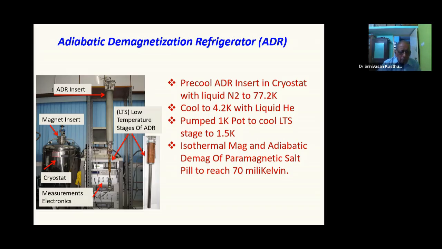So you can see here the experimental setup. This is the actual adiabatic demagnetization insert, which will go into your experimental cryostat. The magnet insert, everything is there inside. Inside the cryostat, this will be inserted, and then the appropriate measurement electronics are all connected outside, and you will be able to monitor the temperature of the salt pill, which reaches 70 millikelvin.